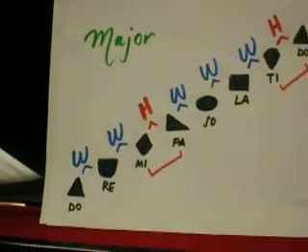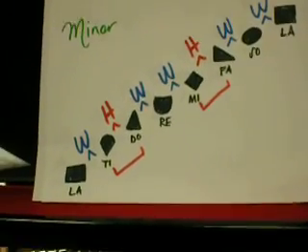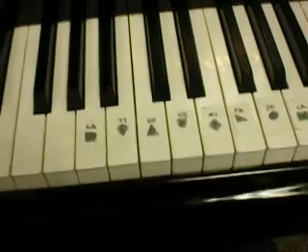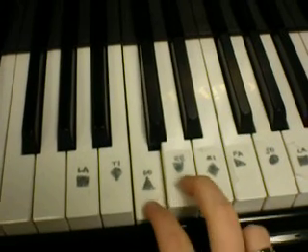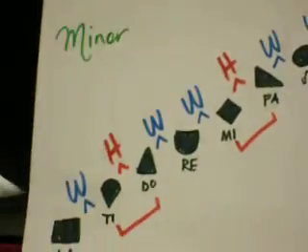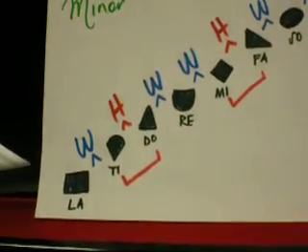Now, when we're dealing with a minor scale, we start on la, so those half steps get shifted to different locations within the scale. When we play it on the keyboard, la, ti, half step, whole step, and so on. So when you're looking at it, half steps occur between ti and do and mi and fa, just like in the major scale, but they're in different places within the scale since we start on la.